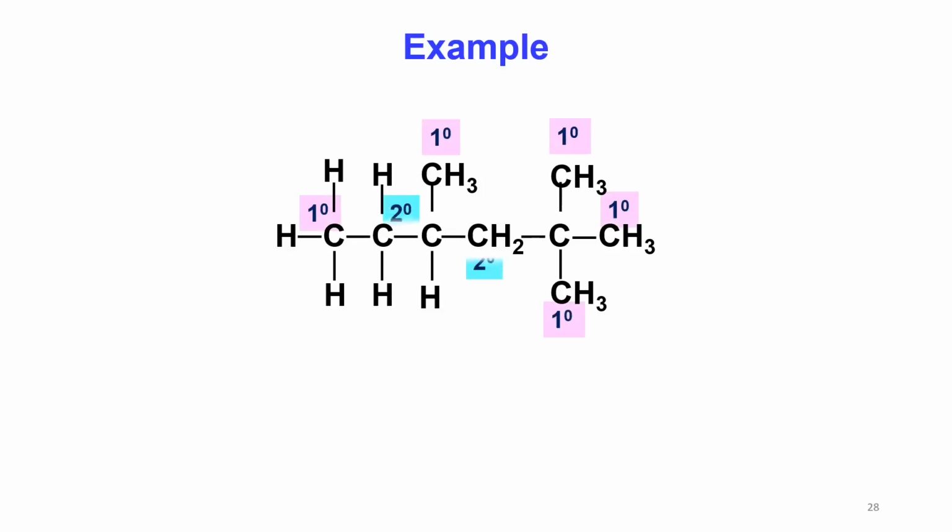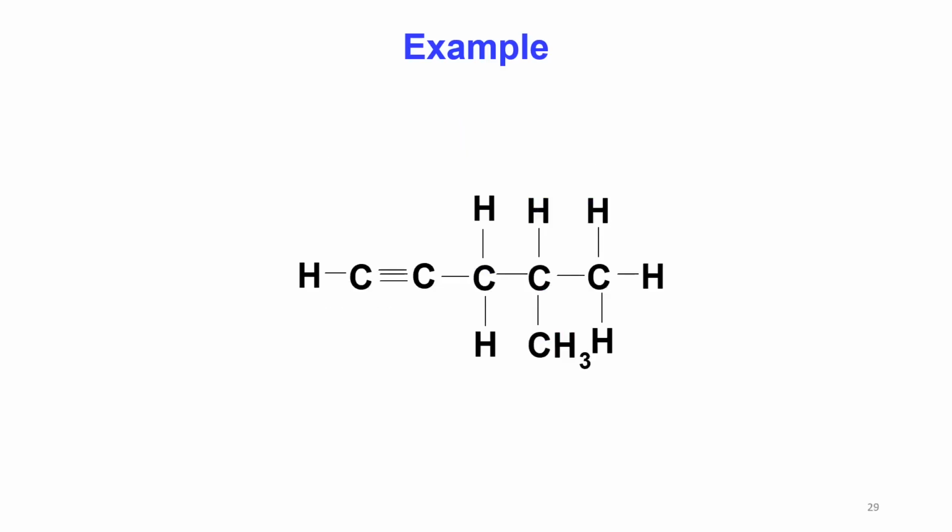So this is primary carbon, this is secondary, and this is also secondary, then primary, primary, primary and also primary carbon. And then this is tertiary carbon because, look at the structure, it is bonded to another 3 carbon atoms. And this is quaternary carbon because this carbon atom is attached to another 4 carbon atoms.